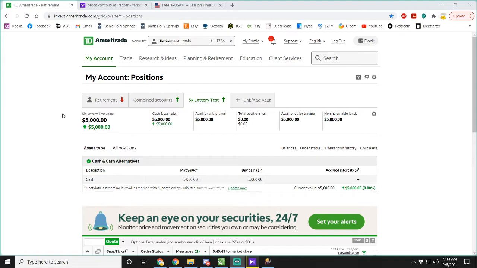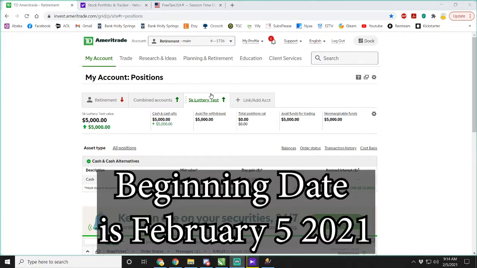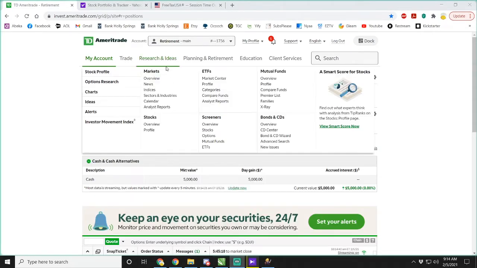So the very first thing I did was I created this new little account and I funded it with $5,000. This is going to be our starting amount, and we're going to run this particular test for 6 months. The first thing we have to do is find stocks to look at.